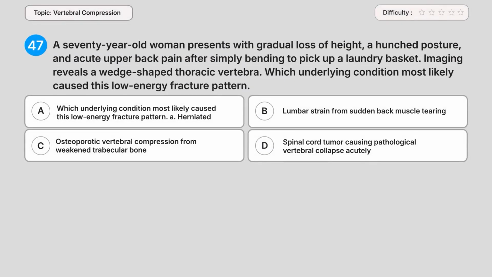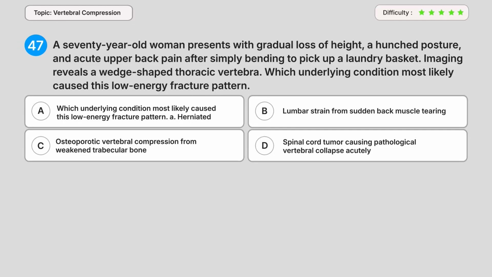Question 47. A 70-year-old woman presents with gradual loss of height, a hunched posture, and acute upper back pain after simply bending to pick up a laundry basket. Imaging reveals a wedge-shaped thoracic vertebra. Which underlying condition most likely caused this low-energy fracture pattern?